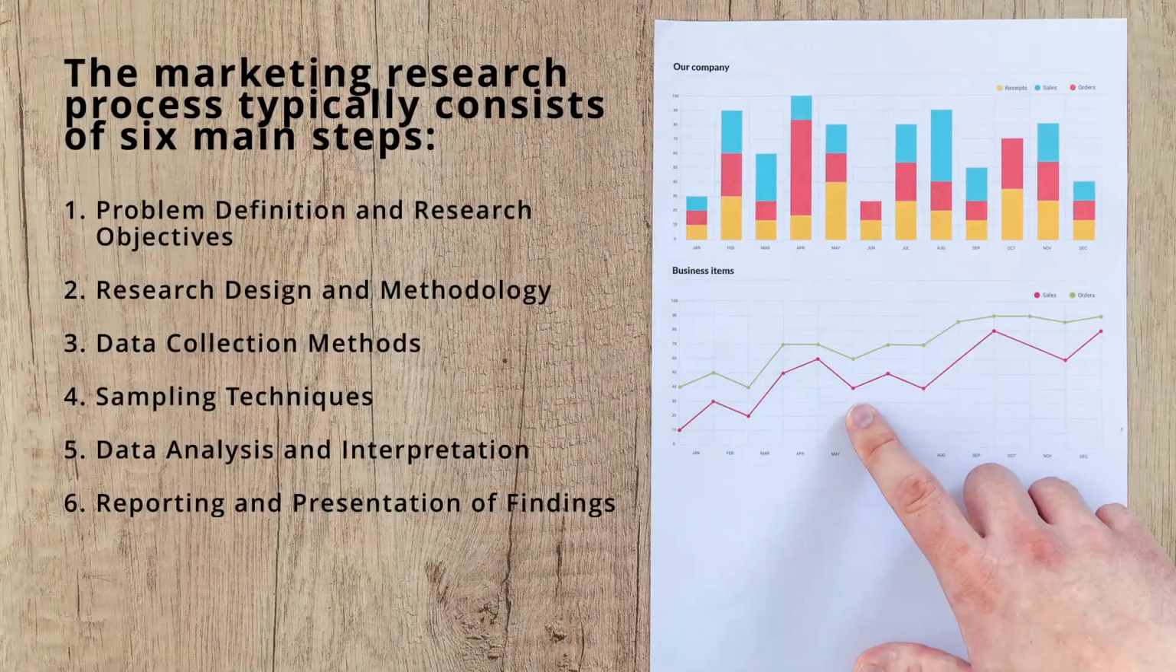The marketing research process typically consists of 6 main steps: problem definition and research objectives, research design and methodology, data collection methods, sampling techniques, data analysis and interpretation, reporting, and presentation of findings. Now, let's discuss each step in more detail.